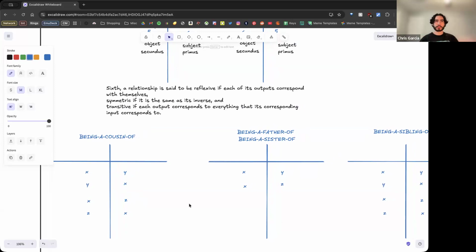A cheap reflexive relationship would be being the same size as itself, because anything is the same size as itself. Being the same size as is a reflexive relationship. So once again, sameness is not equality. Two things can be the same size and be reflexive in that relationship, but not be the same thing.